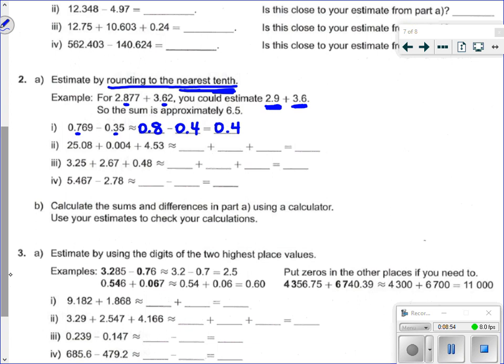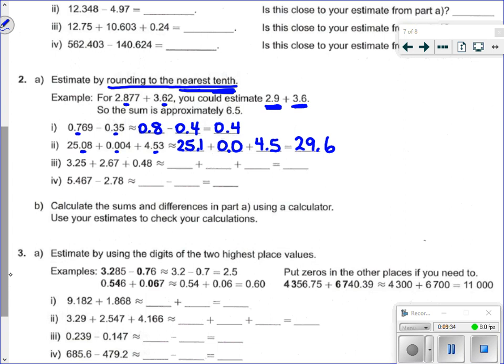Okay, we'll do the next one too. 25.08. The 0 is in the tenths place, but it has an 8 after it. That means that 0 is going to bump up and become a 1. So that's about 25.1 plus, here's the digit in the tenths place. It has a 0 after it, so it's going to remain a 0. And here's the digit in the tenths place. It has a 3 after it, so it will remain a 5. Okay, 25.1 plus 4.5 is 29.6.